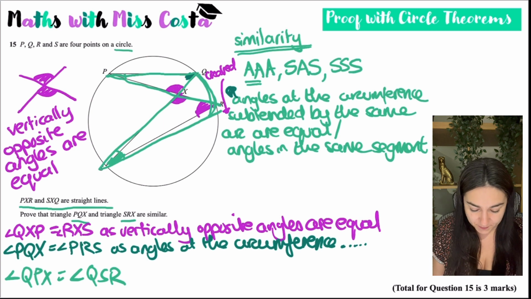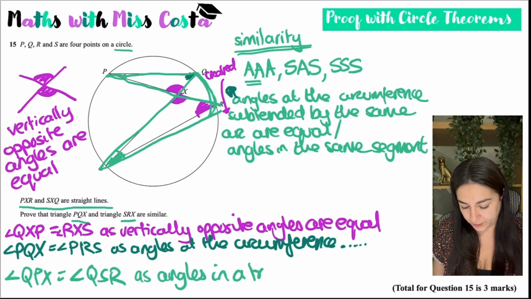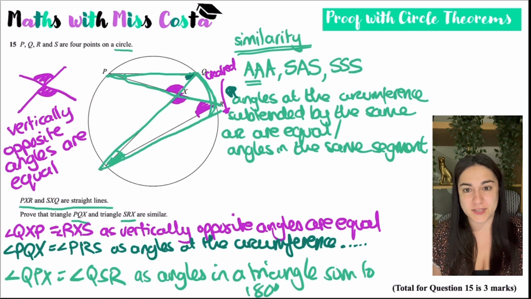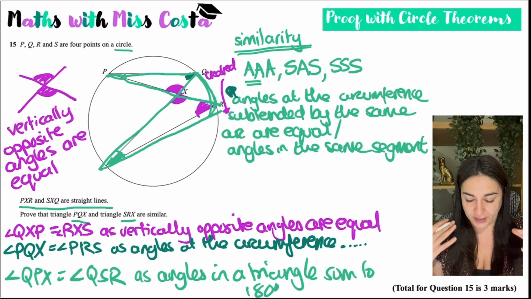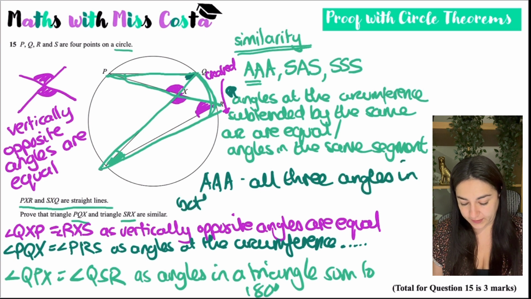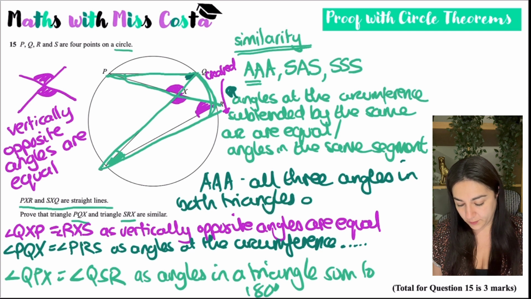Or you could say must equal angle QSR as angles in a triangle sum to 180 degrees. And obviously if you've got two angles that are equal, you have the same amount that is going to be left over for the missing angle. So you can choose whichever works best for you. And if you've proven that three angles are equal, the last step, you'd say AAA, all three angles in both triangles are equal, therefore the triangles are similar.